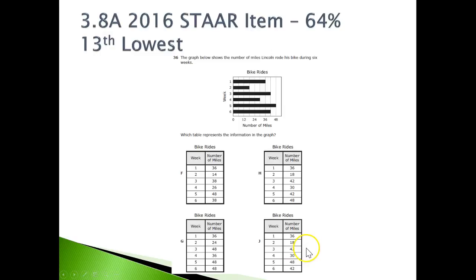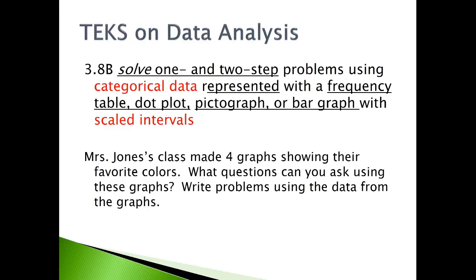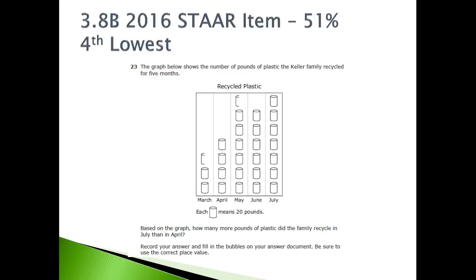Notice here the kids had to use the information from the tables and relate it to the graph, the bar graph. Now, third grade is the first grade that introduces tables, so part of this issue may be being able to read a table. So you might want to make sure when you cover this to truly go over how to read a table. This is a STAR released item for 3.8a that you could use with the kids to show them this particular concept. Then 3.8b is problem solving with graphing.